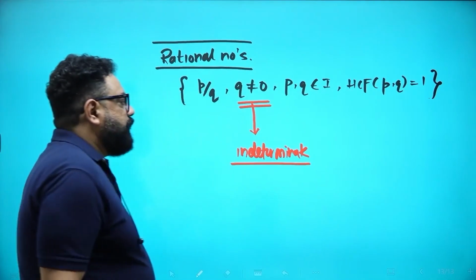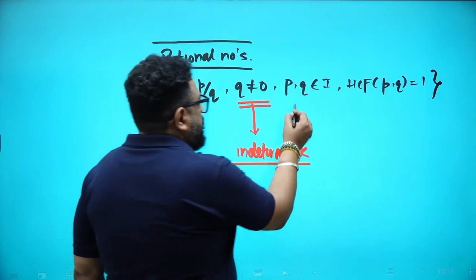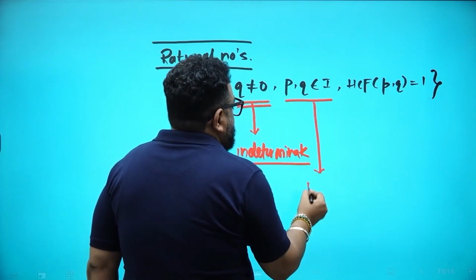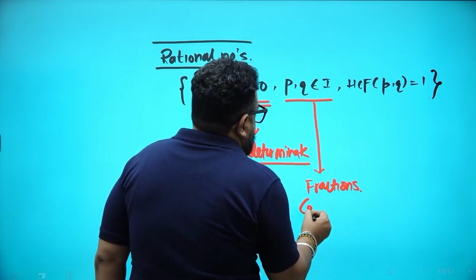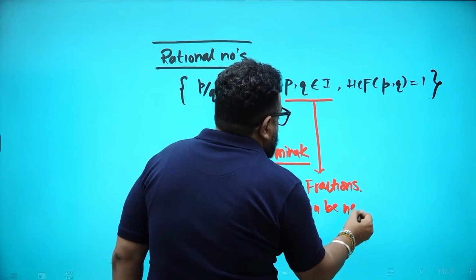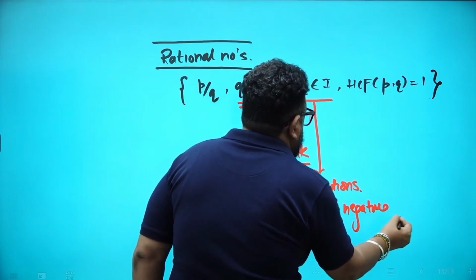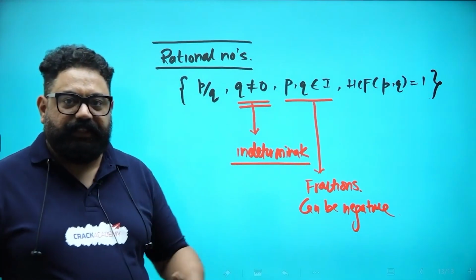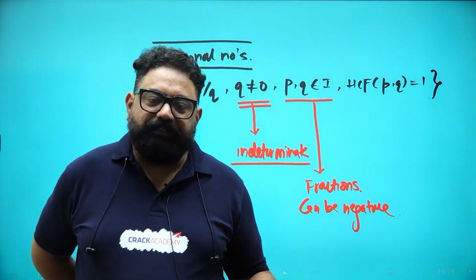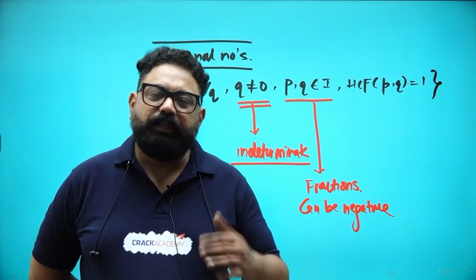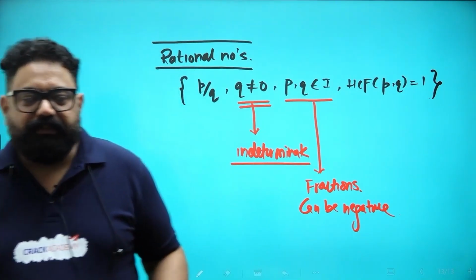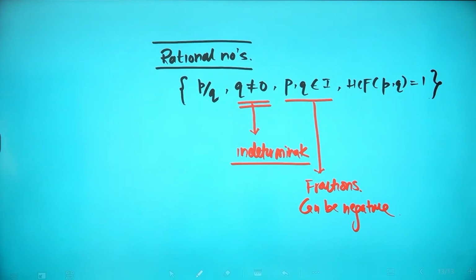Indeterminate. P and Q belong to integers. Why? Because fractions can be negative as well. It's not that fractions are positive only. So definitely numerator and denominator should belong to integers rather than to natural numbers, isn't it? Because fractions can also be negative, right?